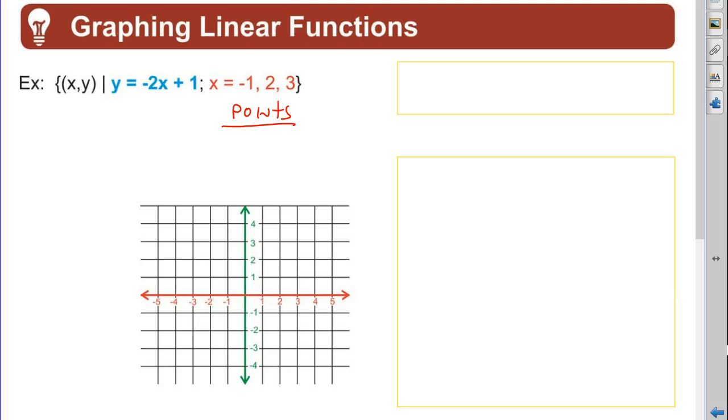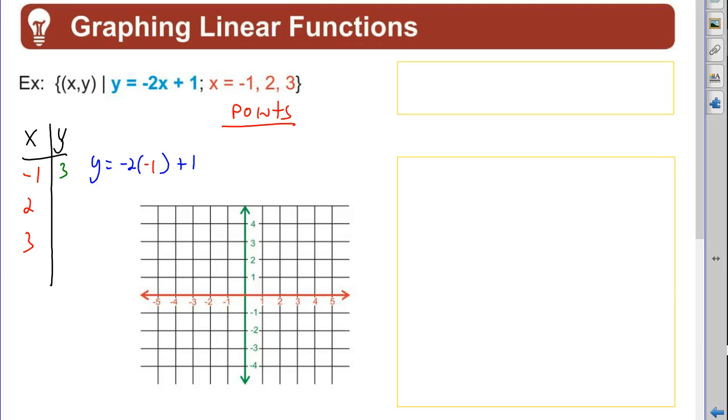All right, we can figure out the points by an XY chart. So we have to use the values of the domain, negative 1, 2, and 3. And so remember, each time you're simply going to put that into the function. So the first time where the x is, we're going to put in negative 1. Negative 2 times negative 1 is a positive 2. 2 and 1 is 3. And we get the point negative 1, 3.